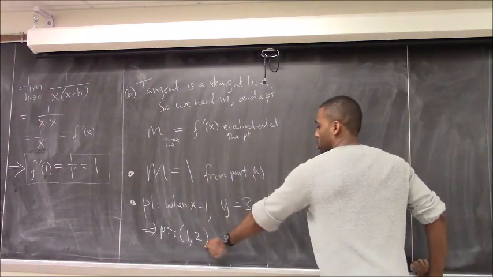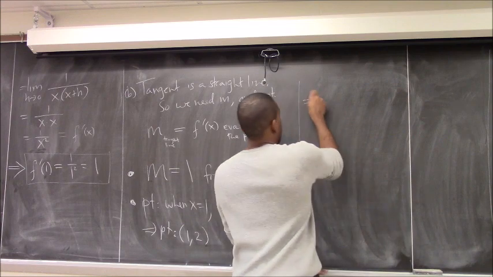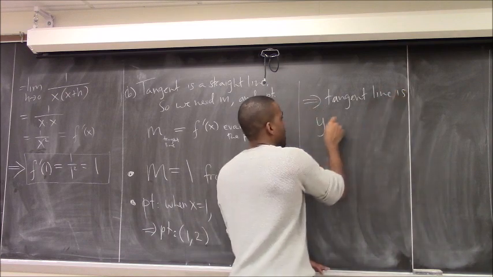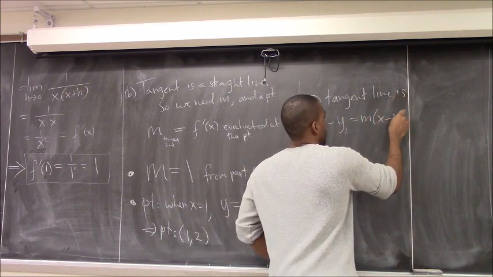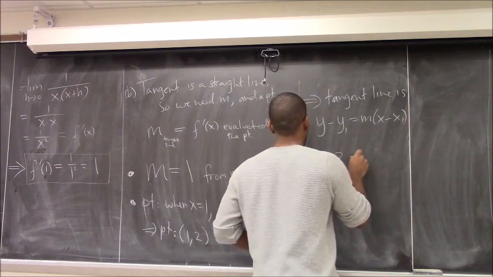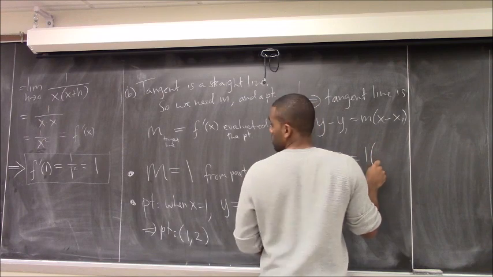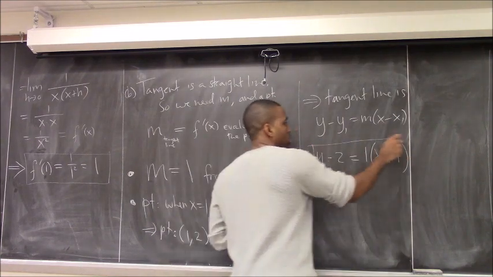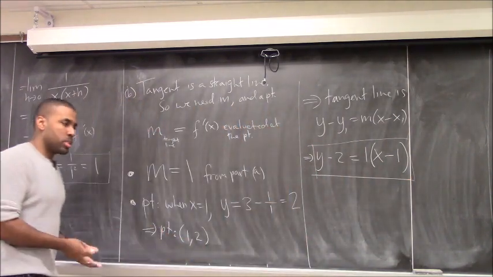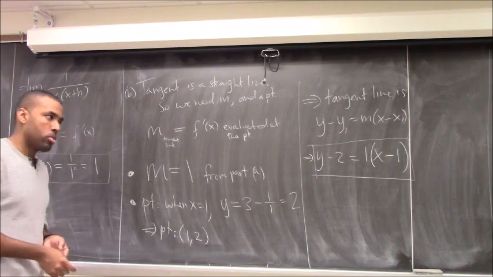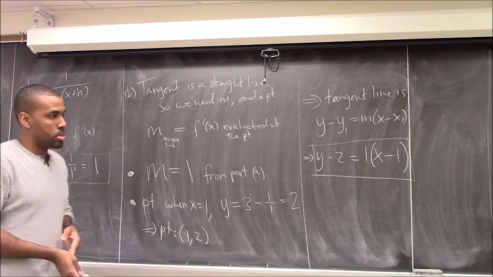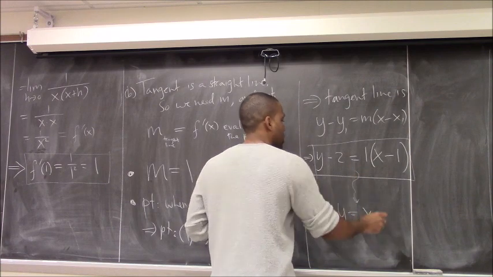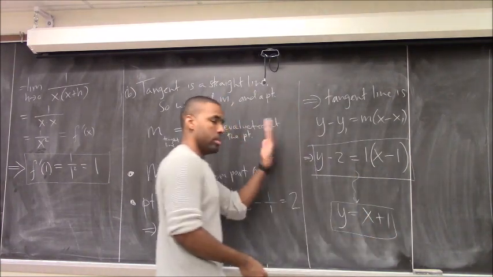So now we have the slope and the coordinate. We can find the equation of the line. I would use y minus y1 equals m times x minus x1 and just plug that in. So it's y minus 2 equals 1 times x minus 1. And so that's the equation of your tangent. I never asked for a specific form, so you don't have to go to slope-intercept form. You could take the extra step and write it as x minus 1 plus 2, and that's also acceptable, but really, I don't require it.